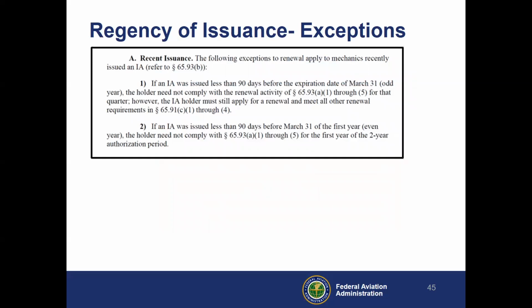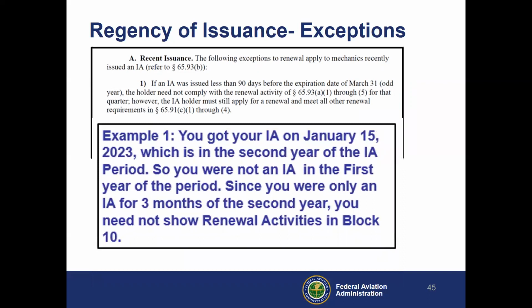So recency of issuance, there is a couple exceptions if you just got your IA. Number one is the IA was issued less than 90 days before the expiration date of March 31st of an odd year. And then it says you don't have to comply with the renewal activity for that quarter. So an example of that would be you got your IA on January 15th, 2023, which is in the second year of the IA period. So you were not an IA in the first year of the period. Since you were only an IA for 3 months of the second year, you don't need to show renewal activities in block 10. Kind of makes sense, can get kind of confusing.